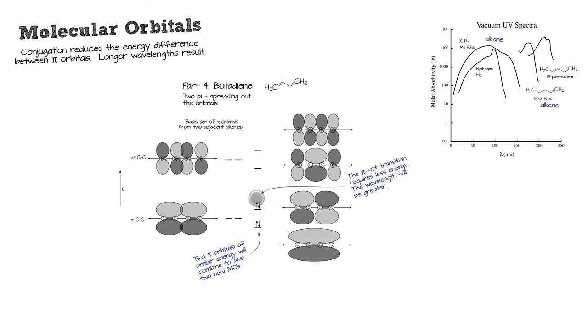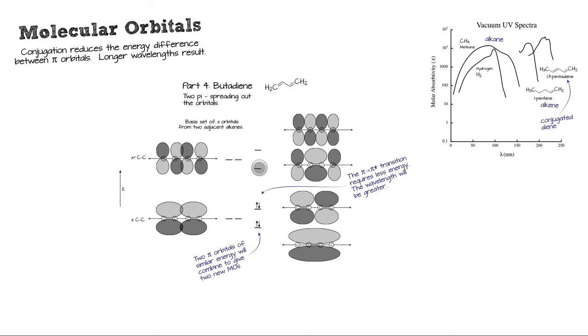So the transition from this pi orbital to the next pi orbital here is going to be a little lower in energy than if we were going from just the original pi orbital to the original pi star. You can see that energy is less than what we started with. So conjugating gets you more orbitals.